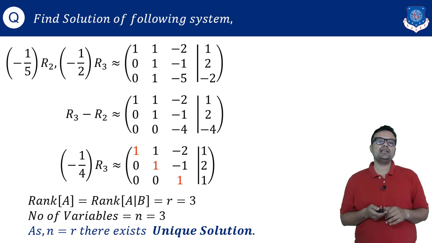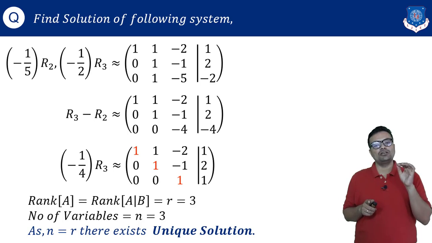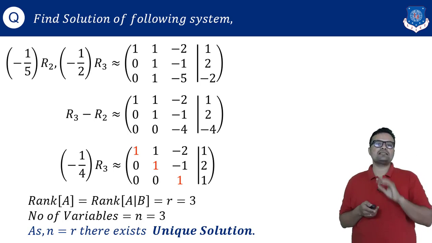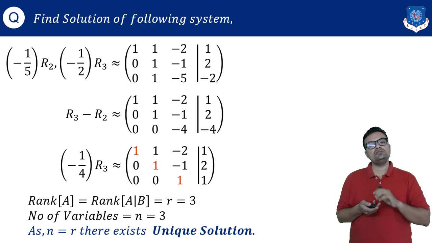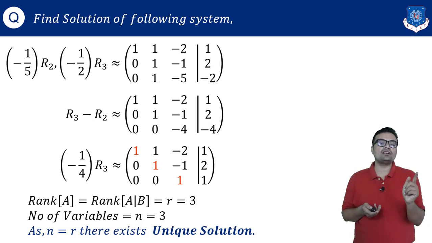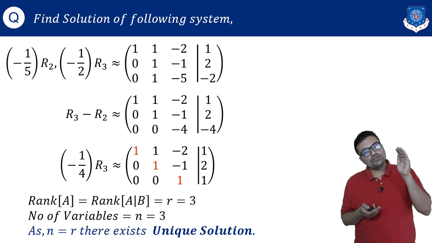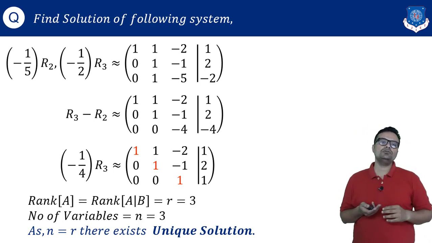We are denoting it by R. Number of variables denoted by n, which is equal to 3. These are nothing but x, y and z, number of unknowns in the equation. So now we can say that system is consistent because rank of A, rank of A augmented B are same, and it is consistent with unique solution as n is equal to R.